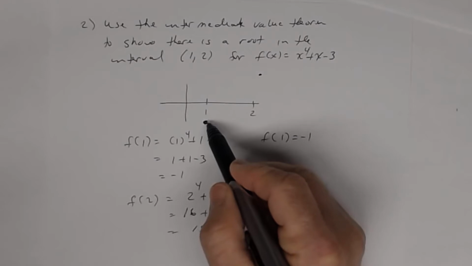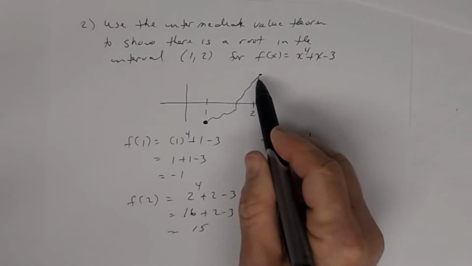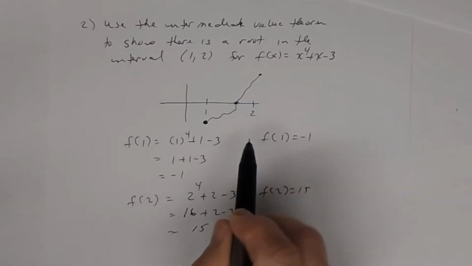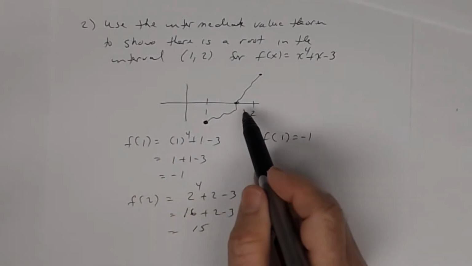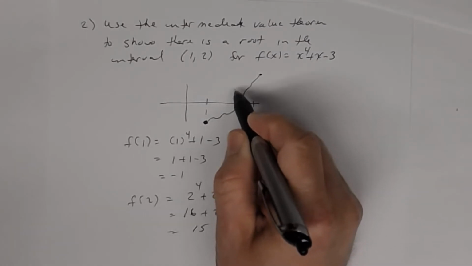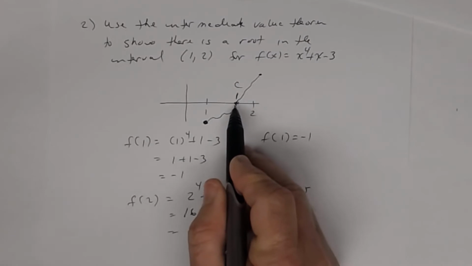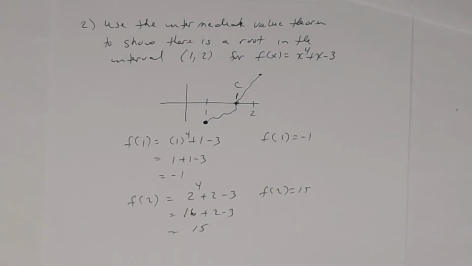So notice that since this is a polynomial function, I have to have at least one 0 in here, right? So I've shown by the intermediate value theorem that there is a root, at least one of them, in that interval. So there's at least one c where my function is equal to 0. So that's what the intermediate value theorem says.